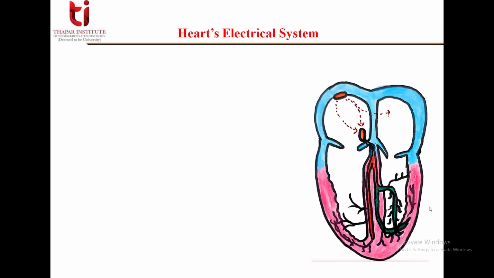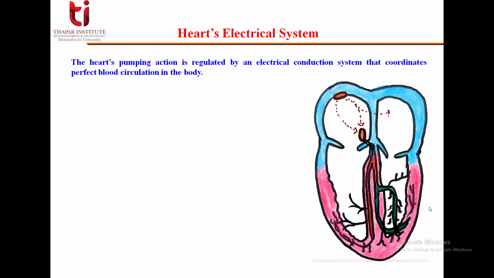Now let's discuss the heart's electrical system. The heart's pumping action is regulated by an electrical conduction system that coordinates perfect blood circulation in the body. We have different parts which make up our heart's electrical system, and they include, first, the sinoatrial, or in general it is known as the SA or sinus node.